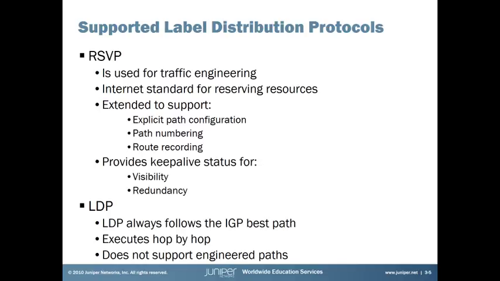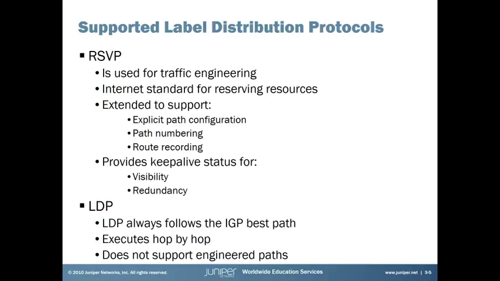You think, well, what is the use of that? Well, it's absolutely no use if your goal is traffic engineering. So if your goal is to be able to define the path taken by the LSP, then LDP is not going to help you. You're going to have to use RSVP. So RSVP is in fact the internet standard for reserving resources. It's been extended to support explicit path configuration, which means go here, then go there, then go there, then go there. That's explicit path, so telling the LSP exactly which routes it's going to go through.